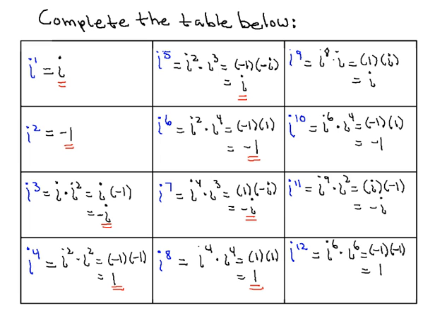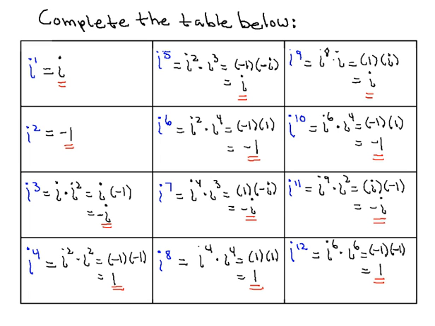So now does the pattern continue to hold? Well, let's look. i to the 9th did turn out to be i, which was the same as i to the 5th and i to the 1st. i to the 10th turned out to be negative 1, so that value holds for the second entry in that column. i to the 11th turns out to be negative i, consistent with the other values in that row, which is i to the 3rd and i to the 7th. And finally, i to the 12th turns out to be positive 1, which is the same as i to the 8th and i to the 4th.